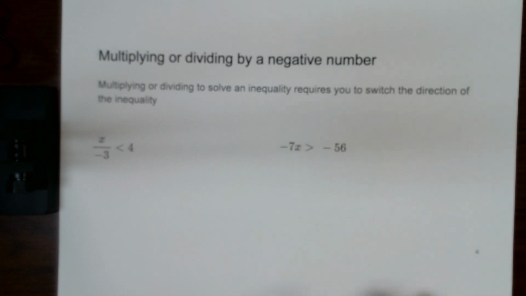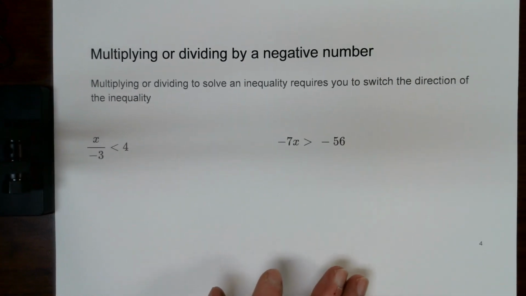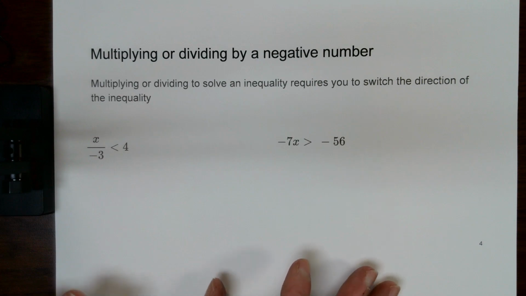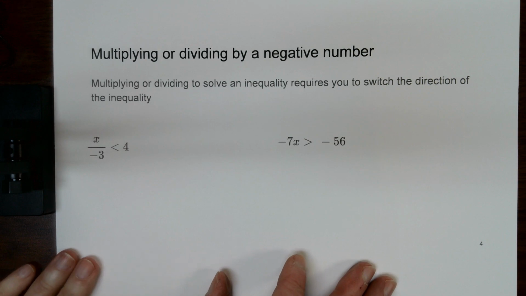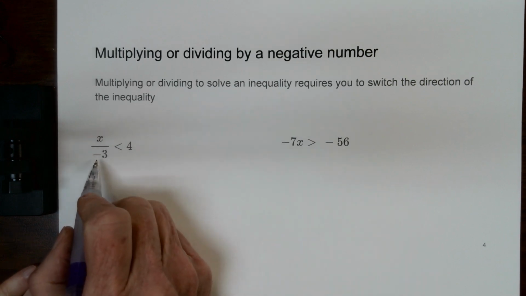Now, when you multiply or divide by negative numbers, that has a little bit of a twist to it. When you're multiplying or dividing to solve an inequality with a negative number, it requires you to switch the direction of the inequality. Now, it has to be if you're multiplying or dividing by a negative.